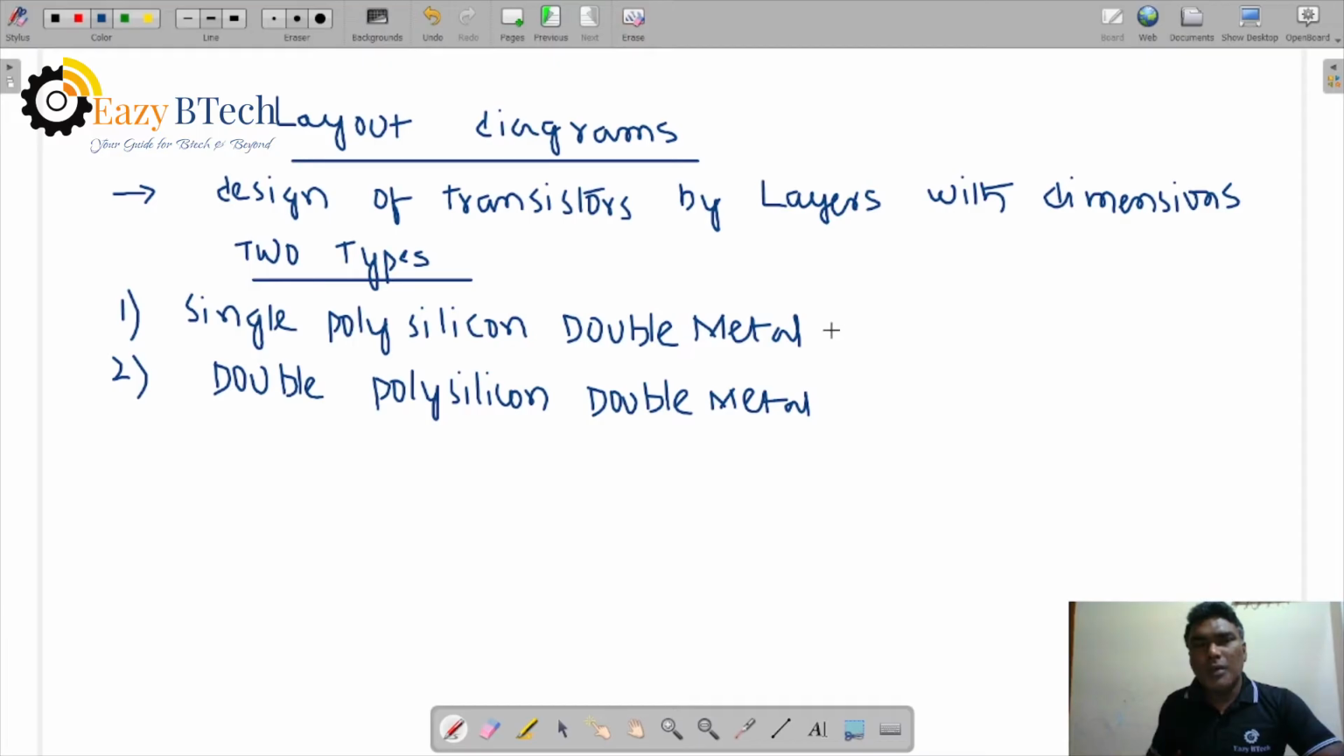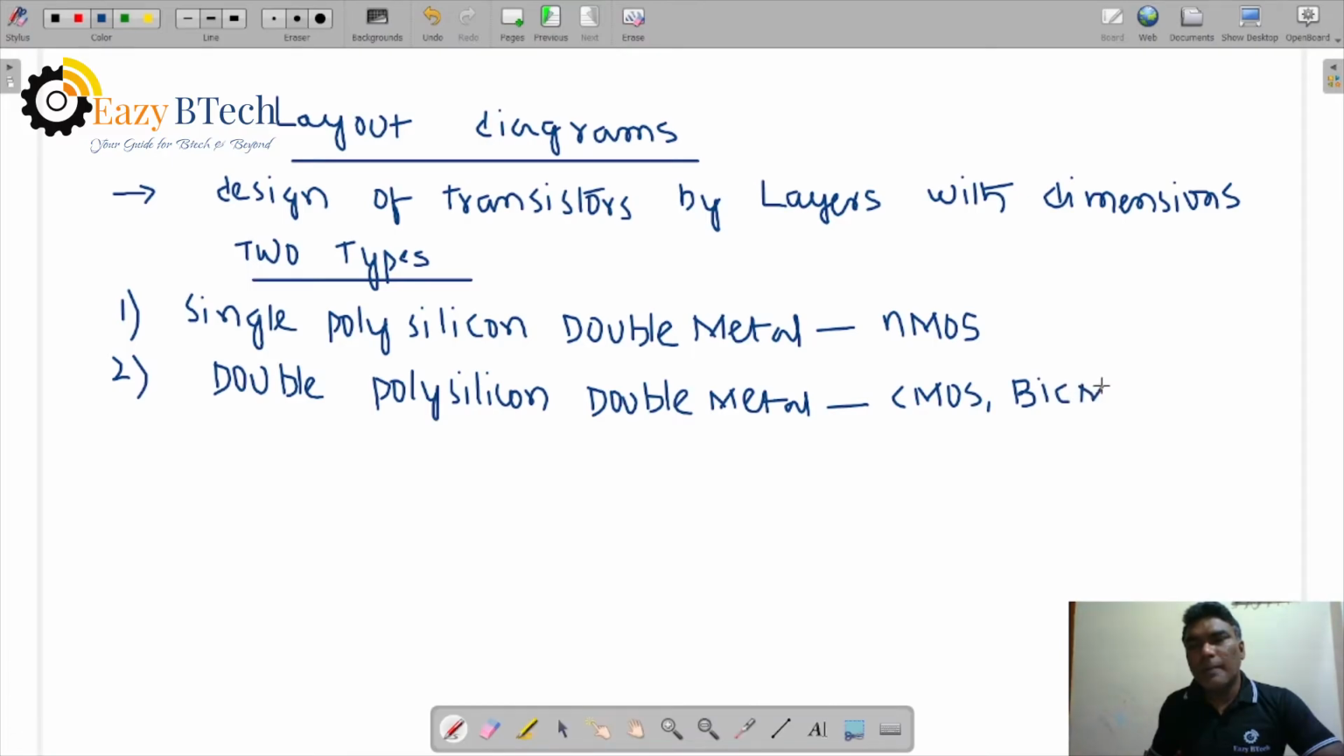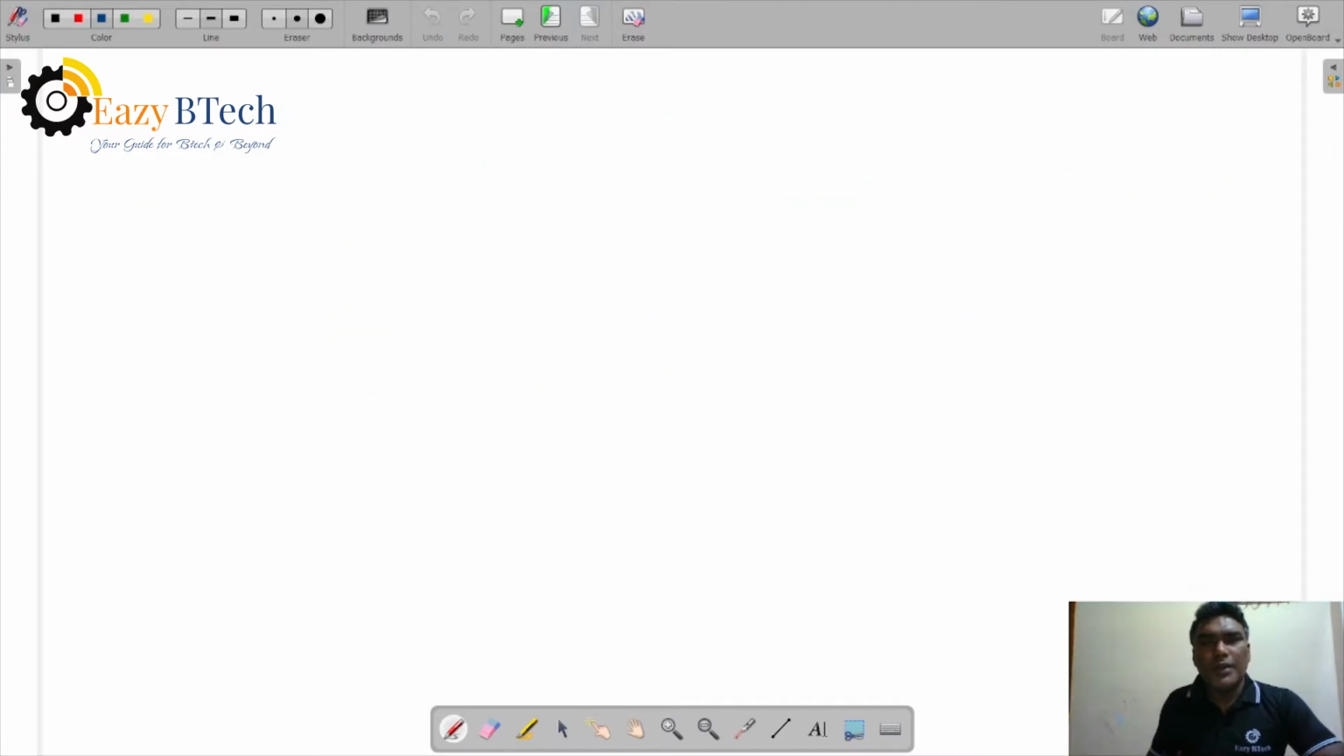We can use single polysilicon double metal for NMOS design. We can use double polysilicon for CMOS, and also in BiCMOS. Okay, so let us see these two today. First one, single polysilicon double metal.